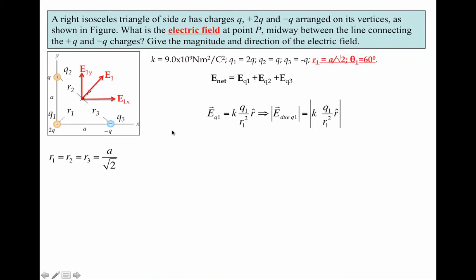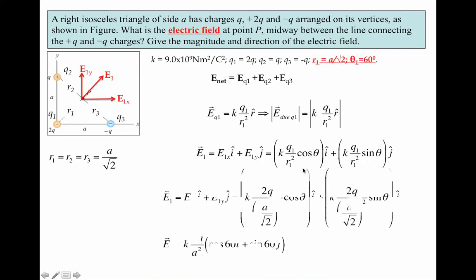Okay, so again, the electric field due to charge 1, due to Q1, is defined by Coulomb's law, K Q1 divided by R1 squared and R hat, and I can find the magnitude if I want. So the electric field is defined in terms of these two components, cosine to get the x component and sine to get the y component, and the angle happens to be 45, so the sine and cosine of 45 are equal. Okay, so you can work that out. I just put in the numbers.